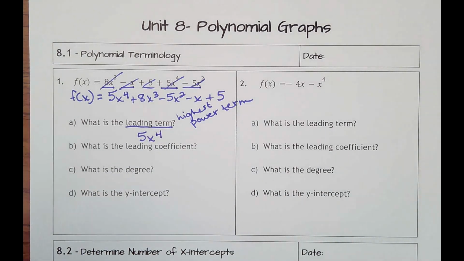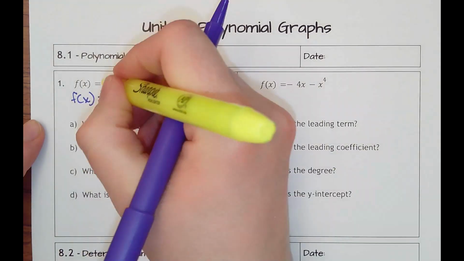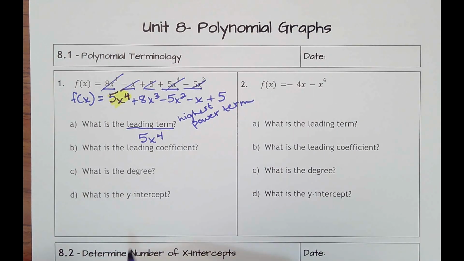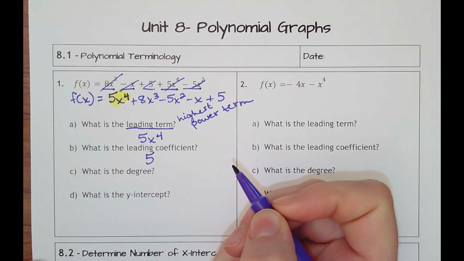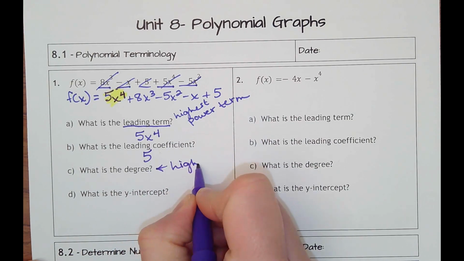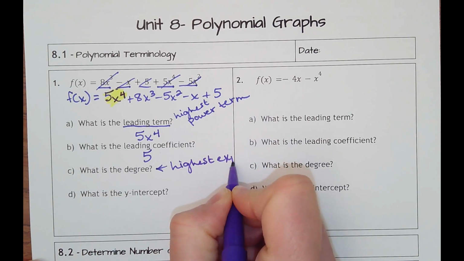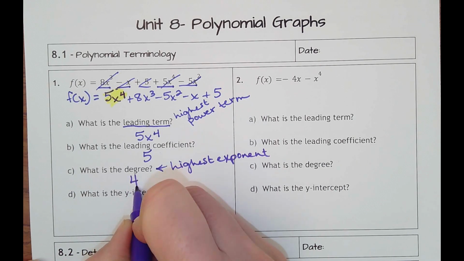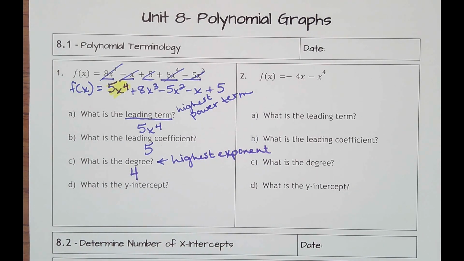All right, and then B, what is the leading coefficient? The leading coefficient is going to be just the number on that leading term. So it would just be 5. What is the degree? The degree is the highest exponent. The highest exponent you see was on that first term, so it would be to the fourth power. We'll just put 4.